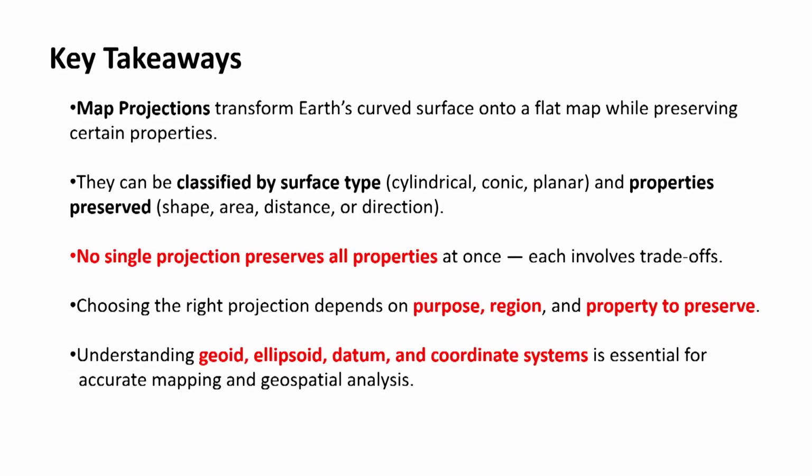Okay. So, these are the key takeaways. Here we have a clear understanding of map projections, how it can be transformed from curved to flat, and classification of surface. Based on that we have seen cylindrical, conical, planar, and properties preserved: shapes, area, distance, direction; again we have discussed all those things. Okay. And one more important point, okay, no single projection preserves all the properties. If you say that you need to preserve shapes, area, distance and direction, no single projection will preserve all the properties; you have to compromise certain properties.